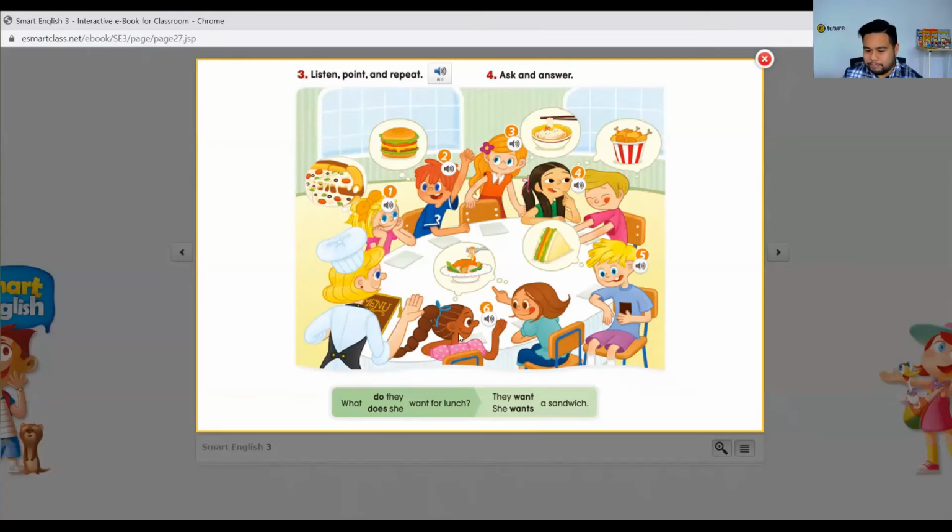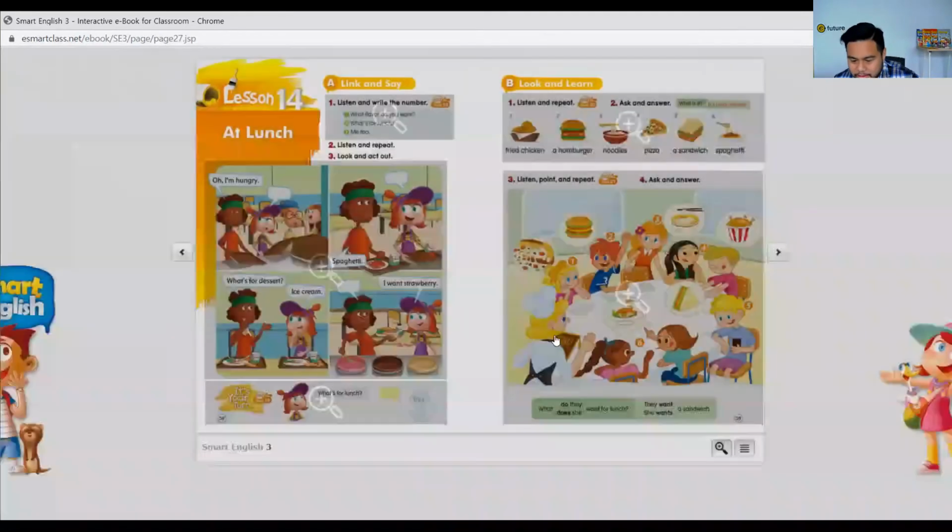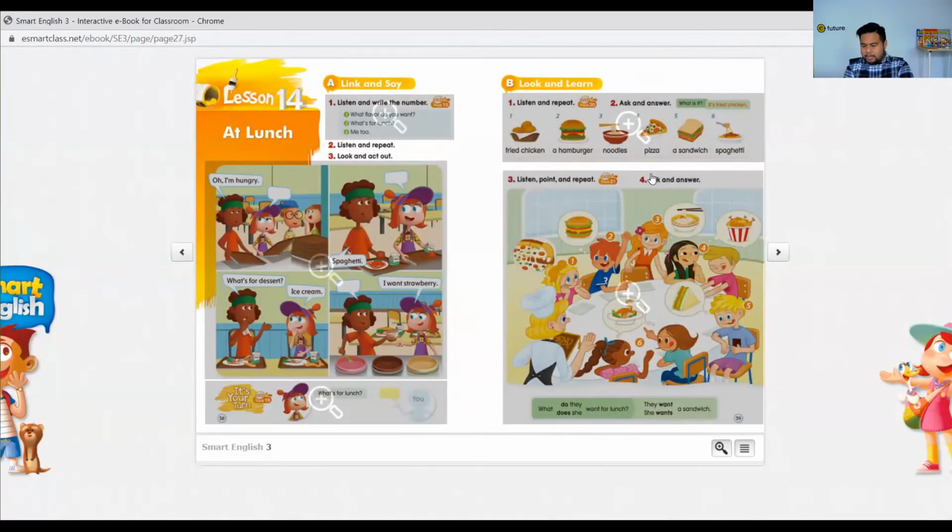Point to the picture. So what number? He wants a sandwich. Can you tell me what number that one is? Number 5. Okay, very good. So you can do that. You can also go over more with the targets and go through that. So that was the ebook. Now we finished Link and Say, we finished Look and Learn. Now we're going to go into grocery shopping. So let's go back to our presentation.